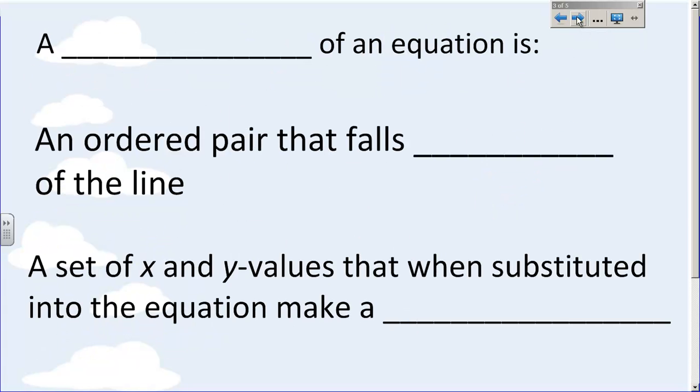So let's talk about this. A solution of an equation is these 2 things. It is an ordered pair that falls on the graph of the line. So if I graph the line and that ordered pair is actually on the line, then it is a solution. It is also a set of x and y values that when substituted into the equation make a true statement, which is what we just saw with the example I showed you with the graph. So a solution is an ordered pair that falls on the graph, or it's a set of x and y values that when you substitute in the equation make a true statement.